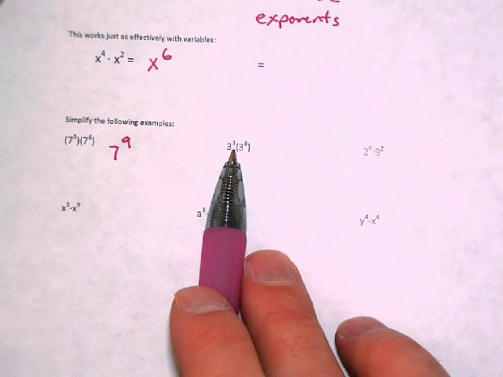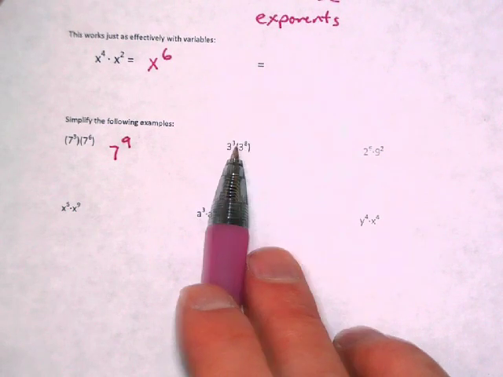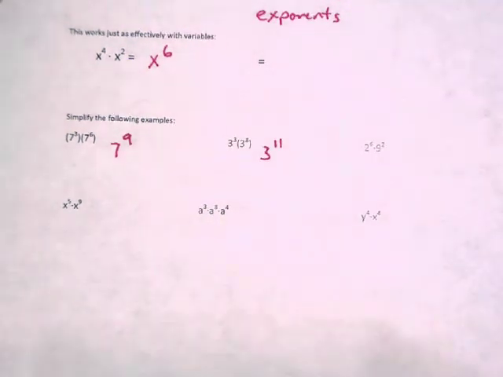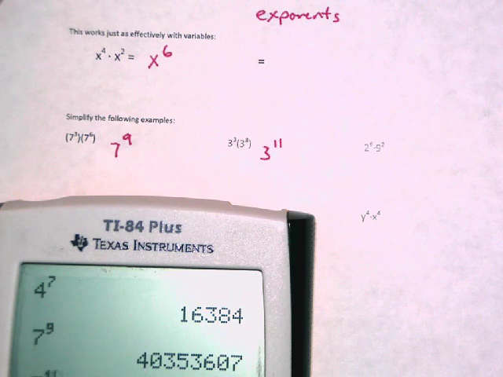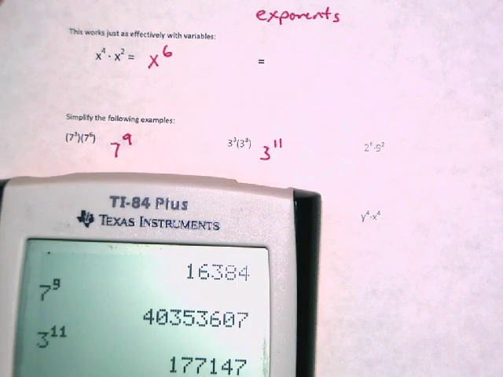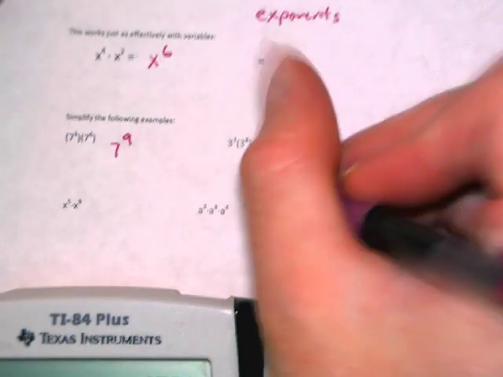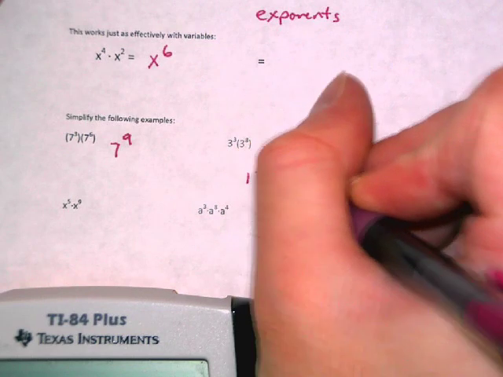Next one, these are both 3's. 3 to the third, 3 to the 8th. So 3 plus 8, that becomes 3 to the 11th. Let's go see what that one is. 3 to the 11th. 177,147. So we will write that one out. So 177,147.